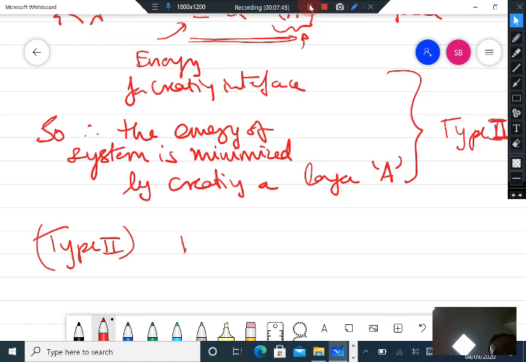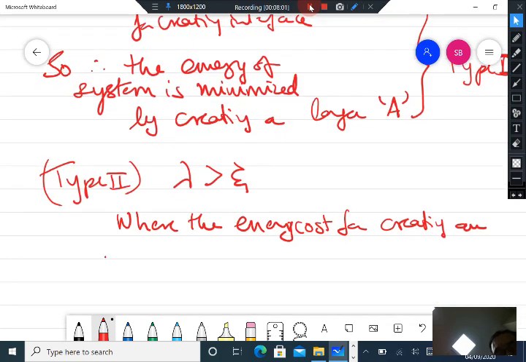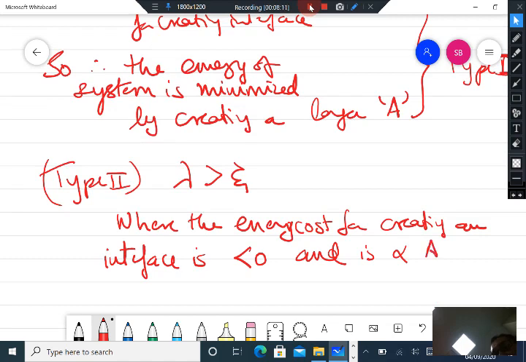Okay, so type 2 superconductors are characterized with lambda greater than xi, where the energy cost for creating an interface is negative and is proportional to the area of the interface. So the system likes to increase the surface area between normal and superconducting regions.